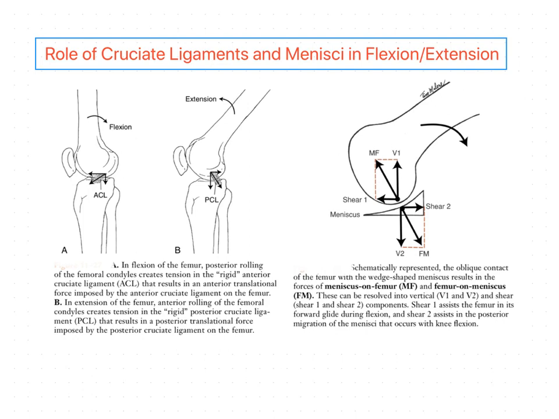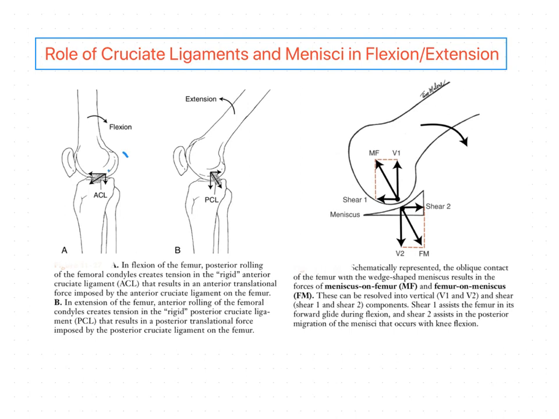If the cruciate ligaments are assumed to be rigid segments with a constant length, posterior rolling of the femur during weight bearing knee flexion would cause the rigid anterior cruciate ligament to tighten. So this is the thing.